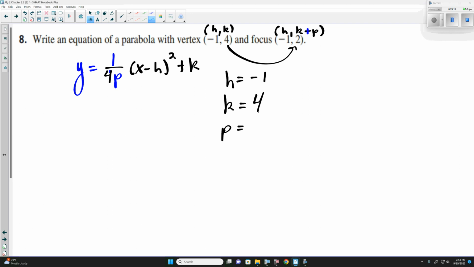Now, if we look at the focus, it is still telling us that h is -1. But the second value of the focus is telling us that k plus p is 2. Now looking at this here, what is our value of k? So we're saying 4 plus p is 2. To get p by itself, we would need to subtract 4.